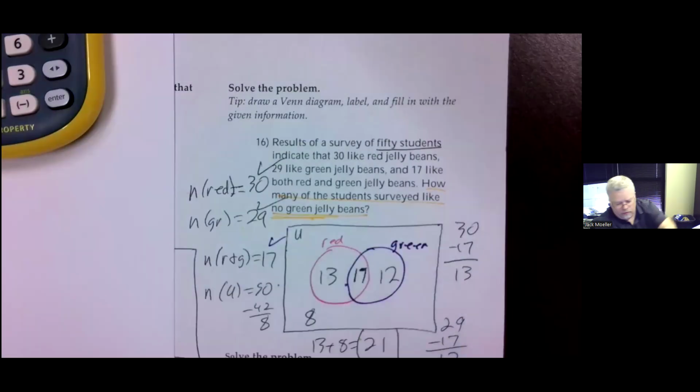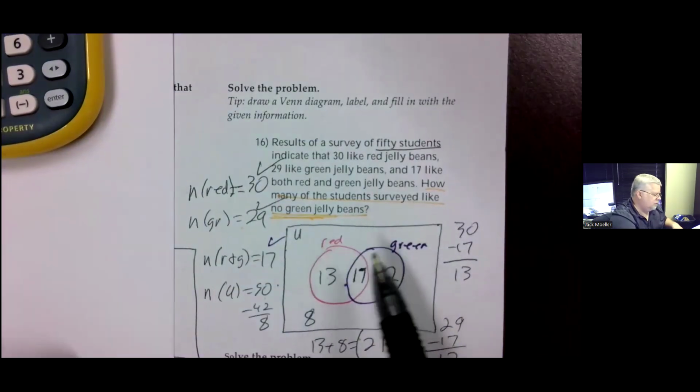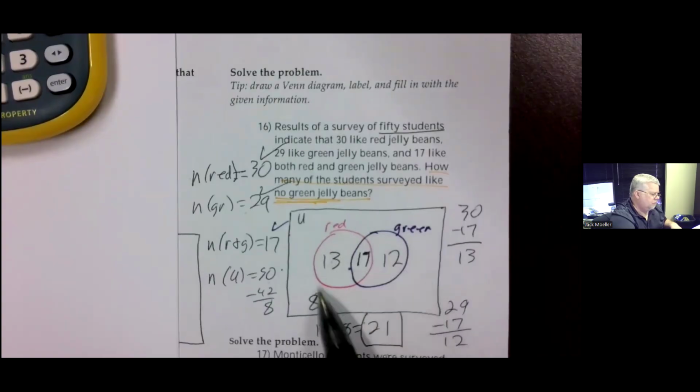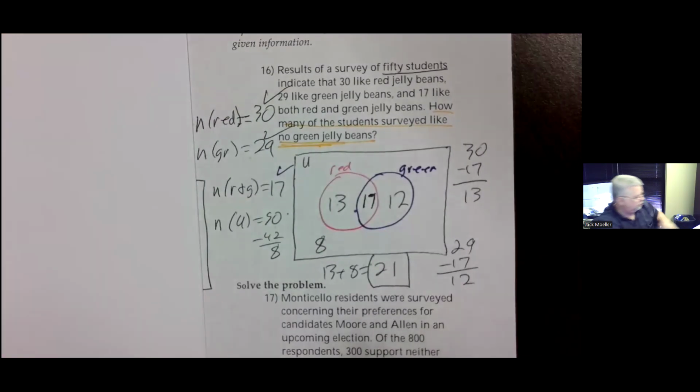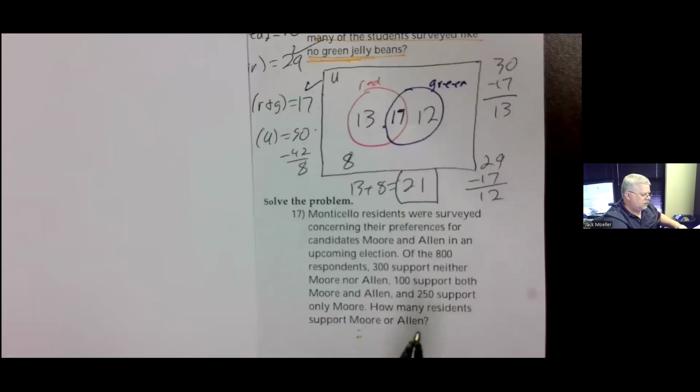This one's kind of straightforward because we give you the entire set of red, we give you the entire set of green, we give you the intersection. So that, like I said, is a straightforward, typical problem. Now we can get a little messier. So let's test your knowledge here.